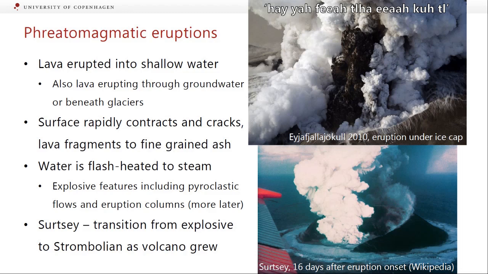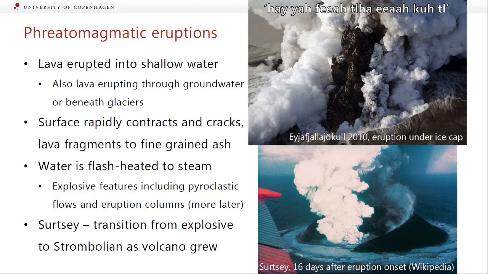The surface of that lava contracts and cracks, and the lava fragments into fine-grained ash. At the same time, the water is flash heated into steam, so we're suddenly going from something fairly high density to really low density, a massive volume expansion, and that blows everything up. So through this phreatomagmatic style of eruption, we can get features of explosive volcanism that we typically see in more silicic compositions. You can get pyroclastic flows, which I'll talk about later, and big eruption columns.